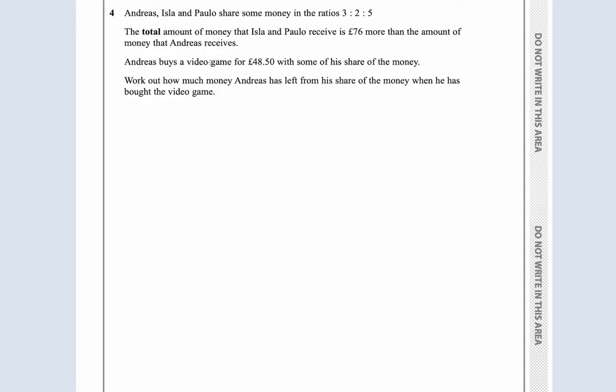Andreas, Ayla, and Paolo share some money in the ratio 3 to 2 to 5. So Paolo's getting the most, Andreas is getting the second most. The total amount of money that Ayla and Paolo receive, be careful, is 76 more than the amount Andreas receives. Okay, so with ratios, guys, it's nice to think of it in terms of parts. Andreas is getting 3 parts, Ayla's getting 2 parts, and Paolo's getting 5 parts.